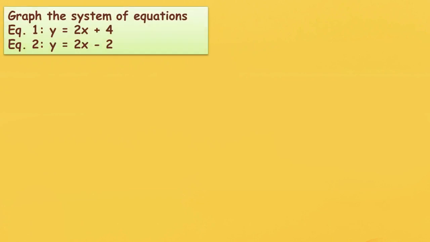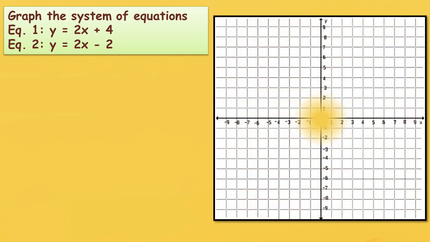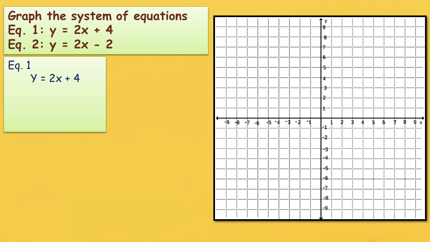Let us start by having the first example. Graph the system of equations. Equation 1. Y is equal to 2x plus 4. Equation 2. Y is equal to 2x minus 2. We are going to graph these two equations in just one Cartesian plane. Let us try to graph the first equation. Equation 1 is y is equal to 2x plus 4.